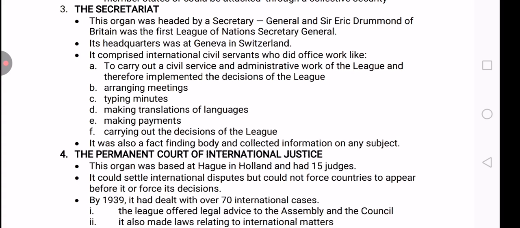They also arranged meetings, typing minutes per meeting. As we are discussing, there is someone writing down what we say, and we call those minutes. Making translations of languages: for those who do not understand the languages being spoken, they are the ones who translate. Making payments, and also carrying out the decisions of the League. So that is about the Secretariat.